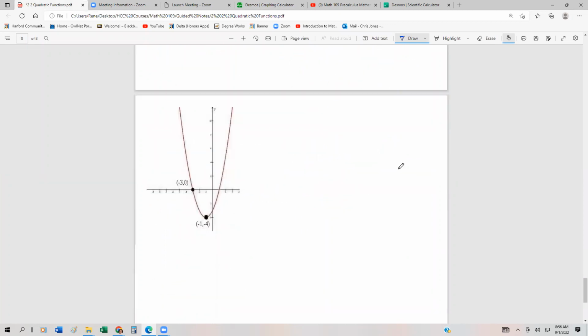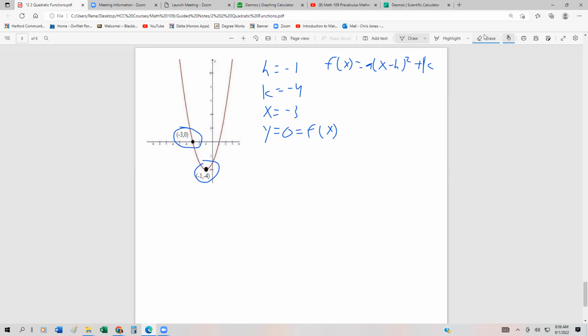So a second example, we have this is a point and this is our vertex. Once again, we identify h as -1, k as -4, x as -3, and y as 0. Remember, y is the same thing as f of x. Our standard form: f of x equals a times (x minus h) squared plus k. Let's plug everything back into that formula, so once again we can solve for a.